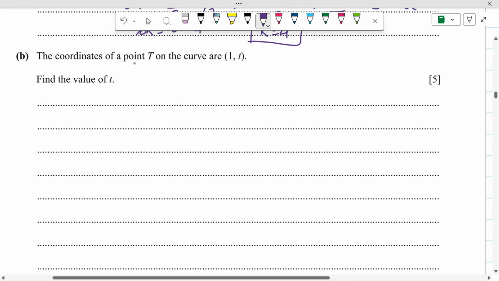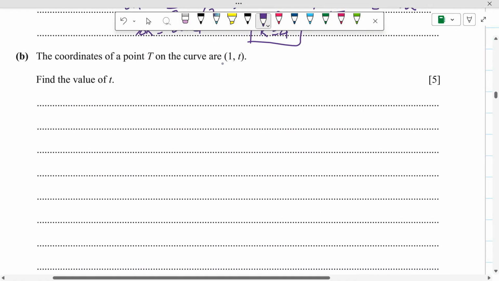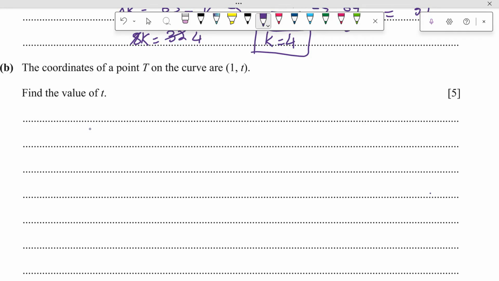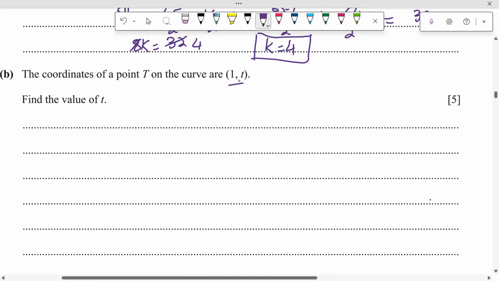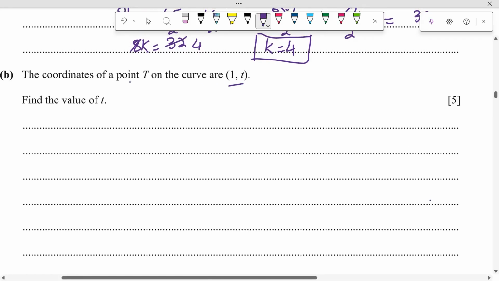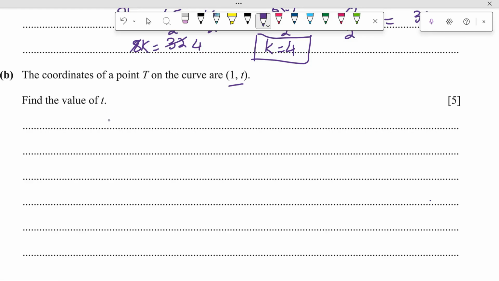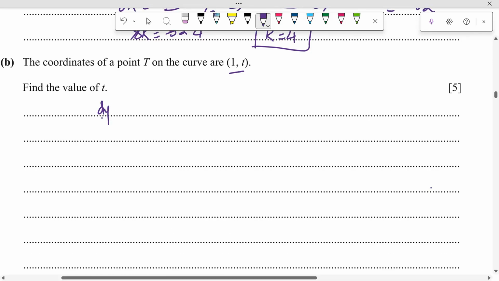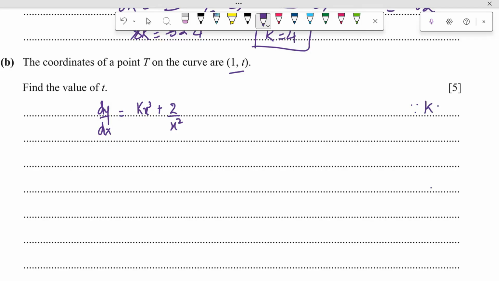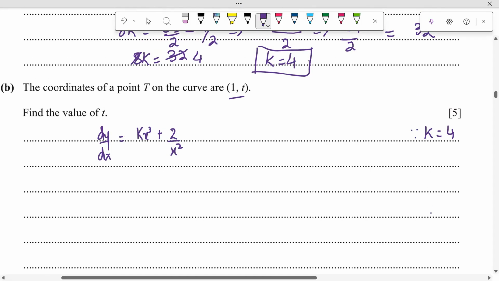Part B. The coordinates of the point T on the curve are (1, t). Find the value of t. As this curve passes through the point, the point will satisfy the curve equation. We don't have the equation of the curve, but we have the equation of the gradient: dy/dx = kx^3 + 2/x^2. And we know that k = 4, which we just calculated in part A.